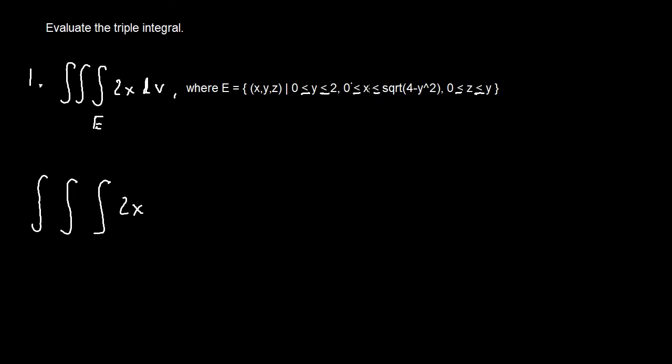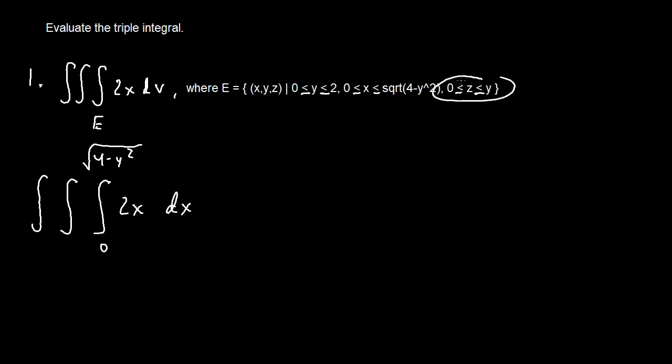So since x goes from 0 to square root of 4 minus y squared, let's go ahead and just put that on the inside first. So from 0 to square root of 4 minus y squared. Since those are the x bounds, I'll put dx on the inside.